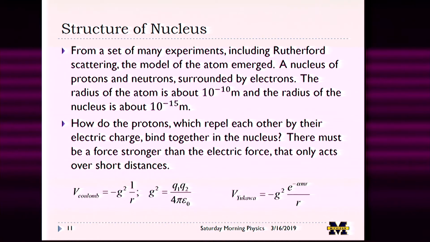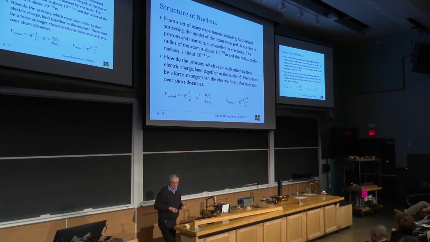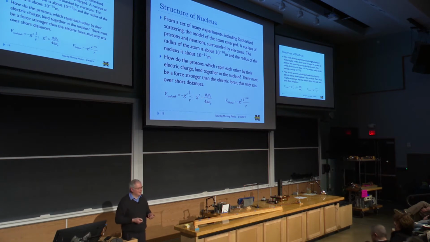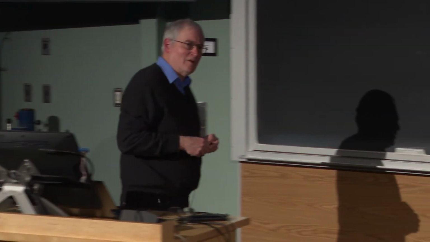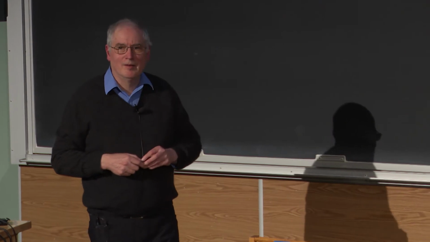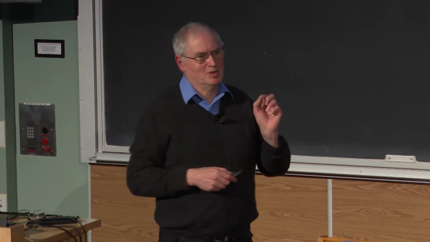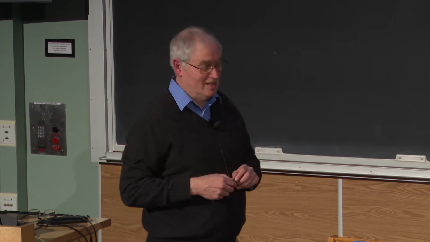From all of these experiments, in particular Rutherford's scattering of alpha particles off of thin foils, a model of the atom emerged. And this model had a nucleus consisting of protons and neutrons at the center and electrons going around the nucleus. The size of the atom, the outer dimensions of the electrons, is about 10 to the minus 10th meters, and the nucleus about 10 to the minus 15th meters. That is, the nucleus is 10,000 times smaller than the atoms themselves.